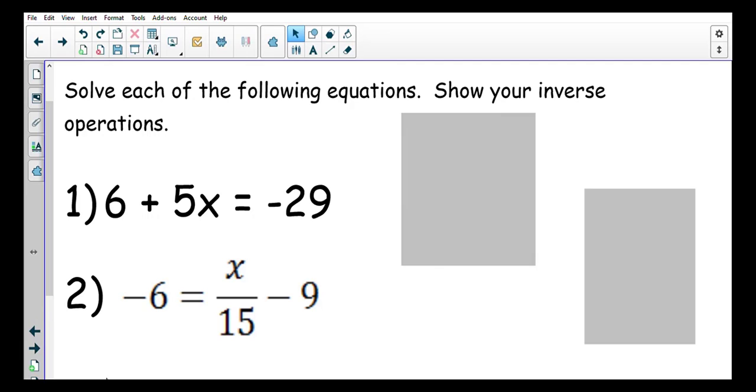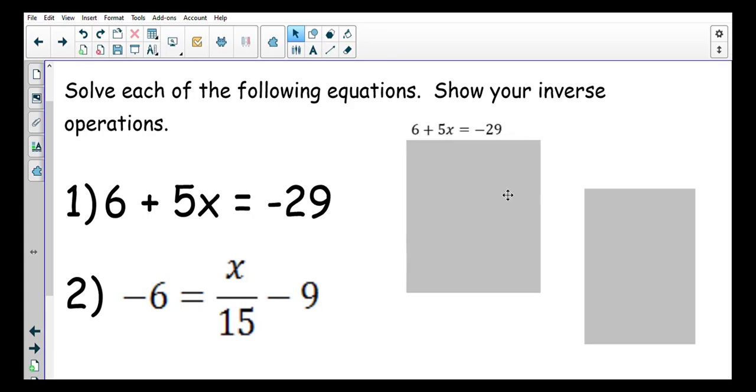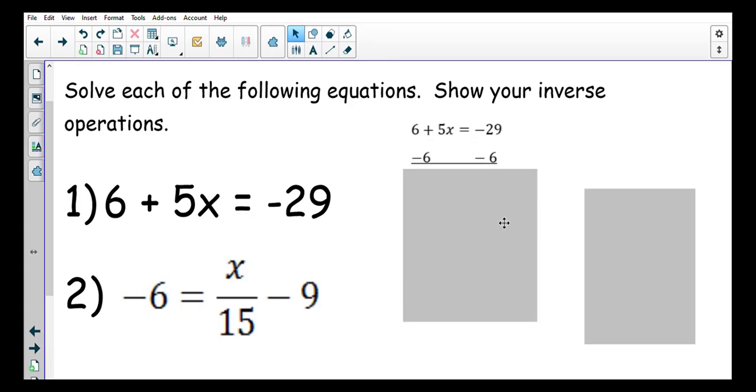All right, so hopefully you paused the video and gave both 1 and 2 a try. Let's take a look at number 1 first. The last thing we're doing to x is adding 6. So let's undo that first. We're going to subtract 6. We're going to be left with 5x equals negative 29 minus 6 is negative 35.